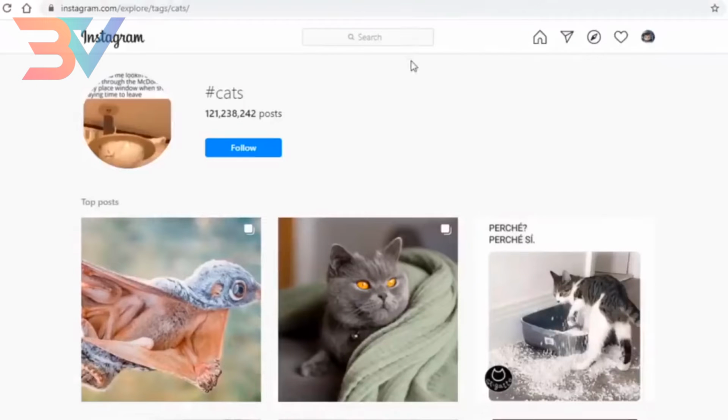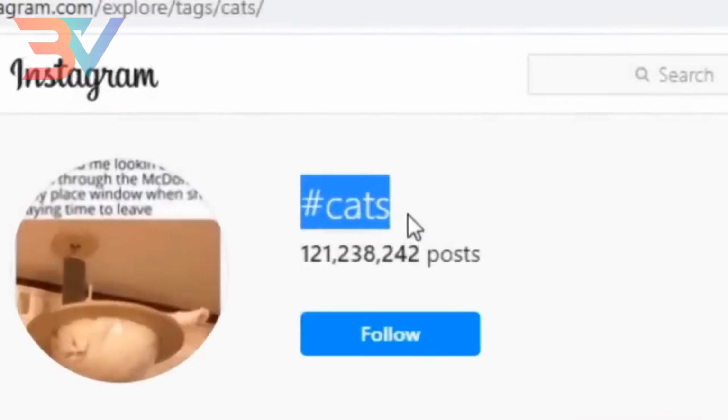What you will need to do is find different pages similar to your own. You will do just that by typing in hashtag and then your niche. So if you're in the sports niche, type hashtag sports or hashtag football and so on and so forth. As you know, I am in the animal niche, so I typed in hashtag cats, as you can see.